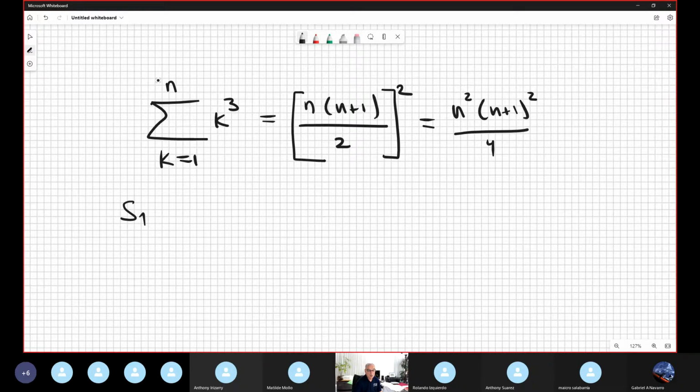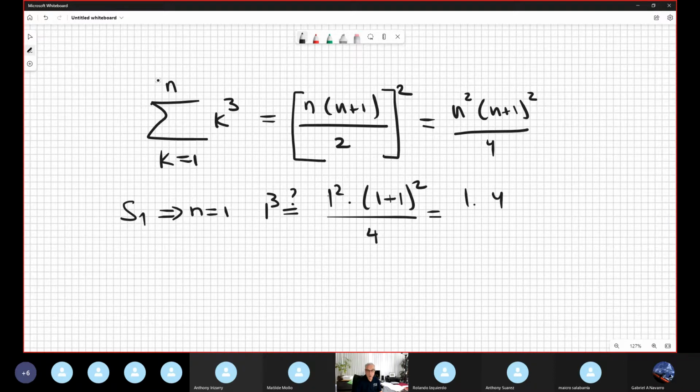Statement 1, that is at n equal 1. Well, the first guy in this summation is 1 cubed, and 1 cubed should be equal to the result of that formula. The result of that formula is 1 squared times 1 plus 1 squared divided by 4. 1 squared is 1, 1 plus 1 is 2, 2 squared is 4, 4 divided by 4 is 1. True. Good, very good.